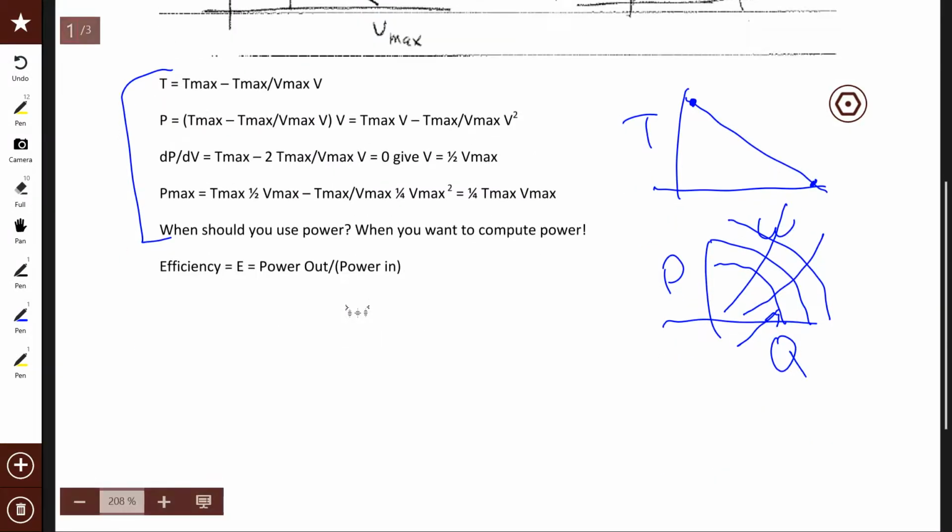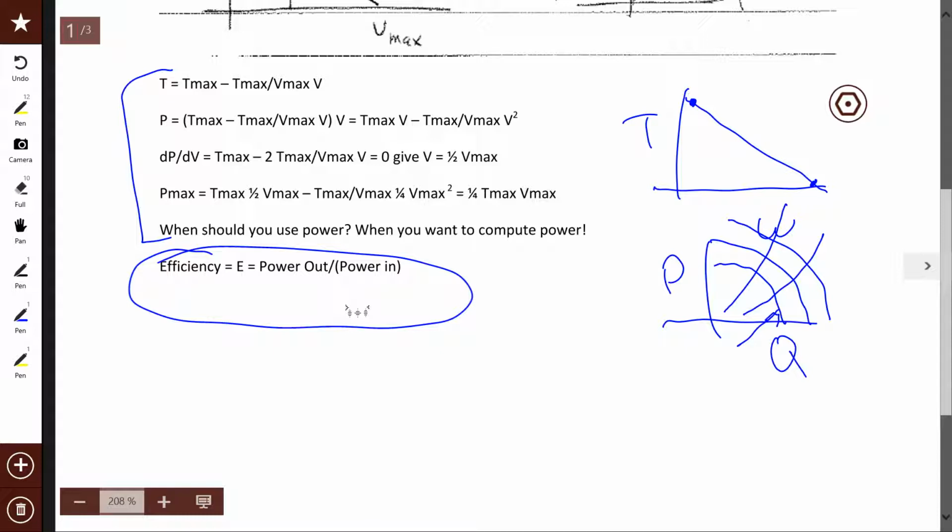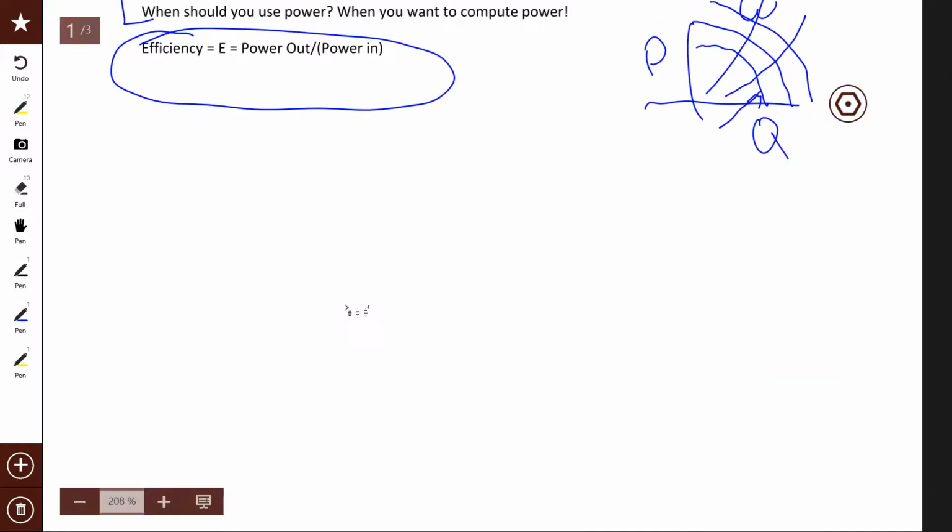The other thing that you'll need for your homework is what efficiency is. Efficiency is the power that comes out divided by the power that goes in. That's efficiency. Okay? Ready to do some problems? All right. Let's do some homework problems.